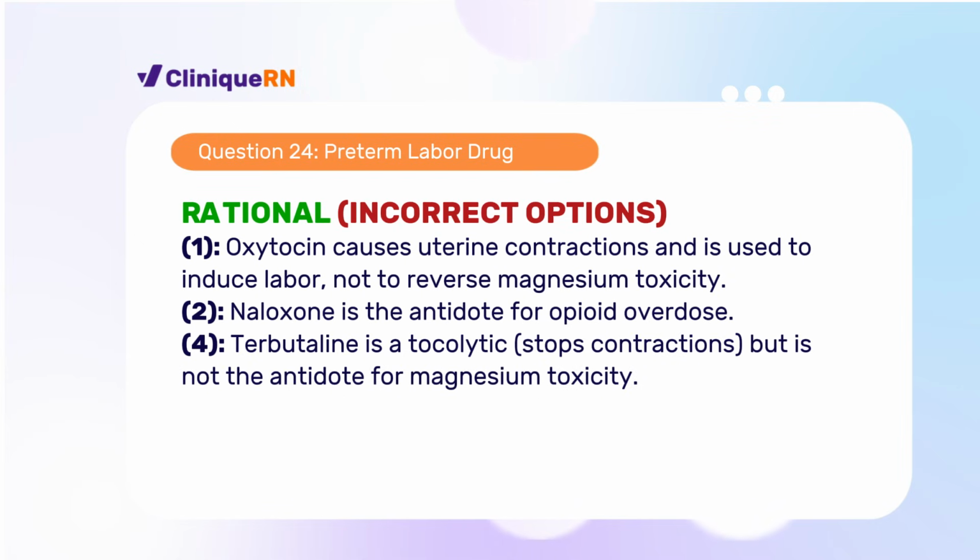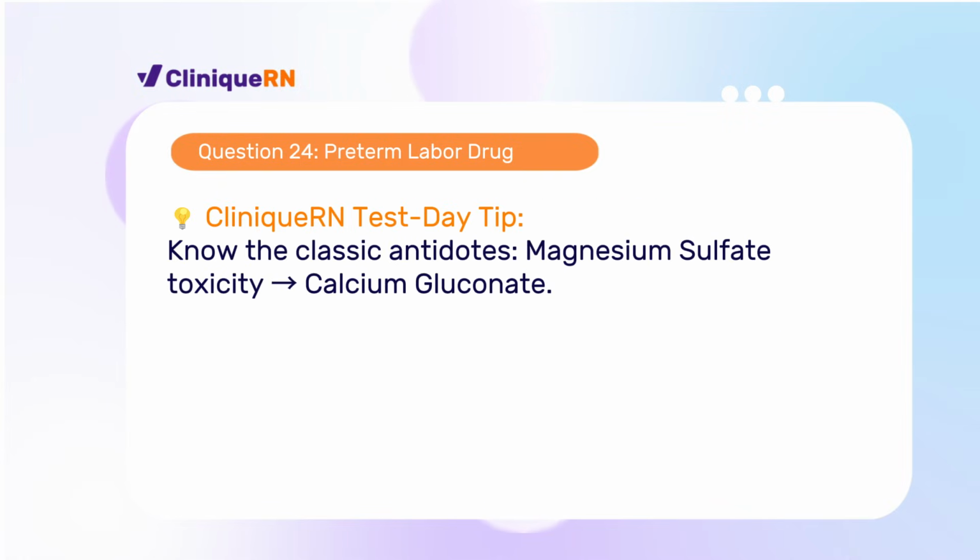Incorrect options: 1. Oxytocin causes uterine contractions and is used to induce labor, not to reverse magnesium toxicity. 2. Naloxone is the antidote for opioid overdose. 4. Terbutaline is a tocolytic, it stops contractions, but is not the antidote for magnesium toxicity. Clinique RN Test Day Tip: know the classic antidotes. Magnesium sulfate toxicity, calcium gluconate.